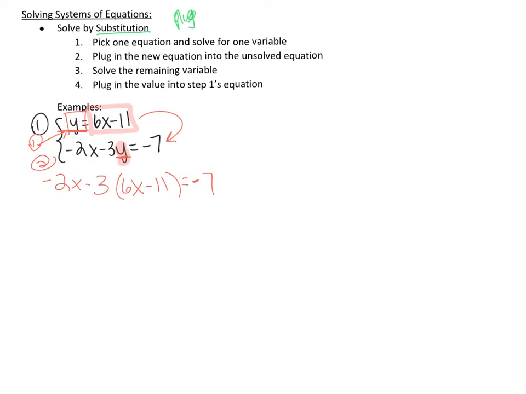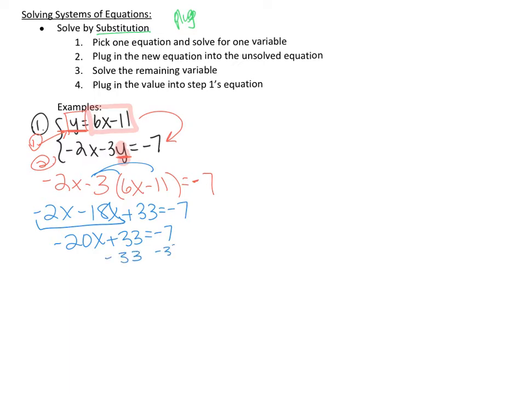Now from here, my next step is to just go ahead and solve it. I'm going to solve for x, so I'm going to do regular solving here. First I'm going to distribute that negative 3. I'm going to get minus 18x plus 33 equals negative 7. Let's combine these like terms. So I'm going to get negative 16x plus 33 equals negative 7. I'm going to subtract that 33, so I get negative 16x equals negative 40. I'm going to divide by negative 16. So then we see that x is 2.5.